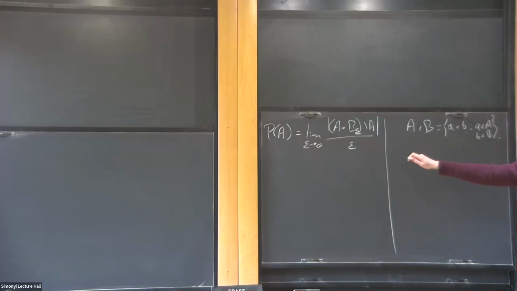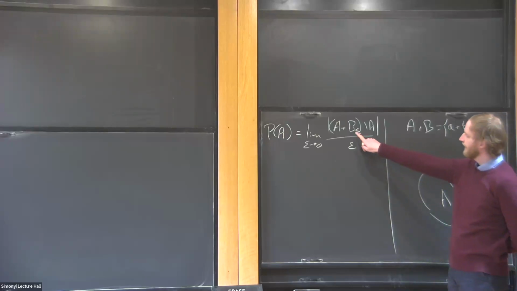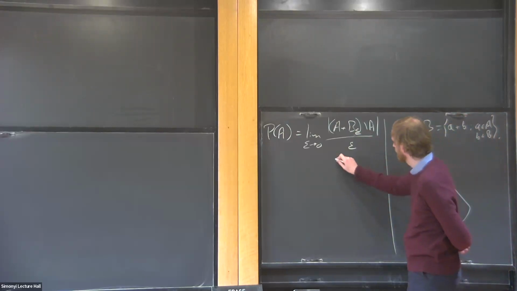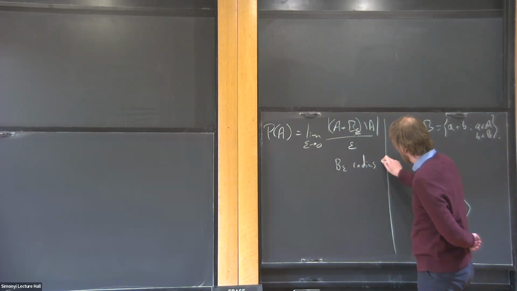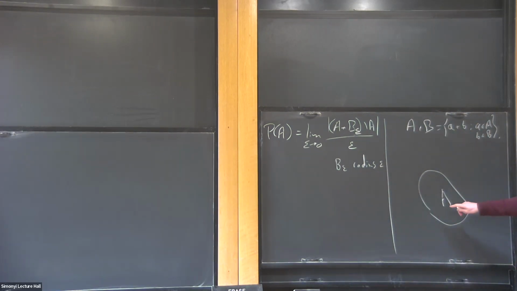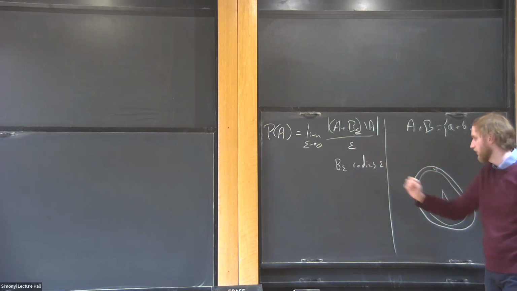So why is this the perimeter? Quickly, take a set A. I get this ball. Sorry, I should specify, this is a ball of radius epsilon. If I add a ball of radius epsilon to a set A, I'm going to get a set that is ever so slightly bigger than A. So this distance is going to be epsilon everywhere. And if I then remove A from it and I divide by the width of this little shell around it, I'm going to get a measure of the size of the boundary.